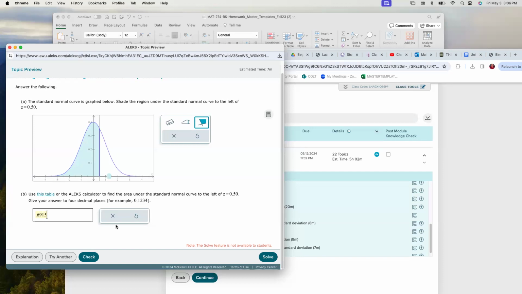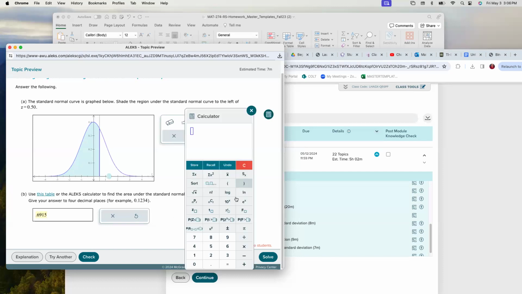Or we can use some of the software available here, like the ALEKS calculator. Notice this has a probability of Z. So again, this could be looked at as a probability problem also, being less than 0.5. We hit equals here, and there is your 0.6915. Obviously, we would have to round that.